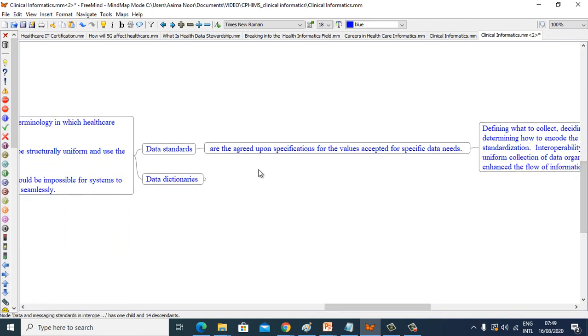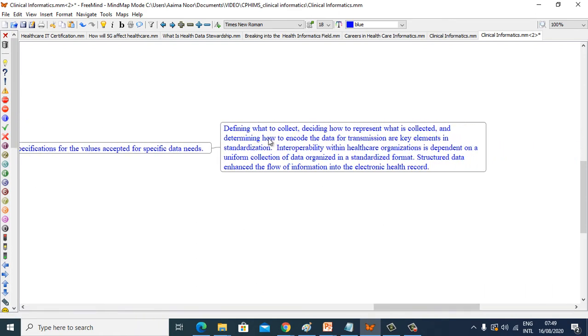Data standards are the agreed upon specifications for the values accepted for specific data needs. Defining what to collect, deciding how to represent what is collected, and determining how to encode the data for transmission are key elements in standardization. Interoperability within healthcare organizations is dependent on a uniform collection of data organized in a standardized format. Structured data enhance the flow of information into electronic health records.